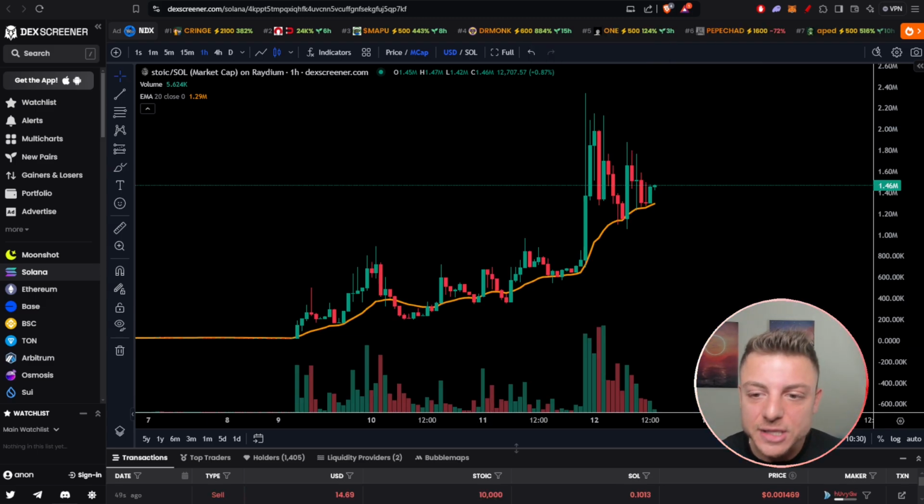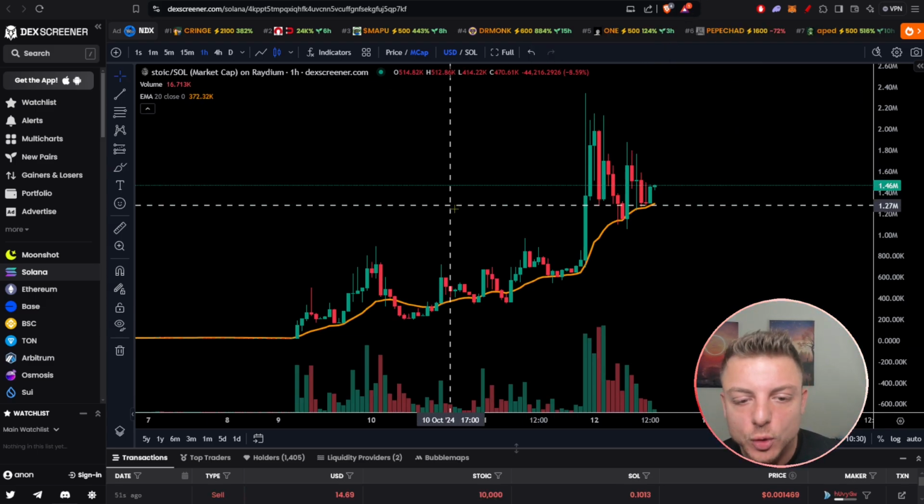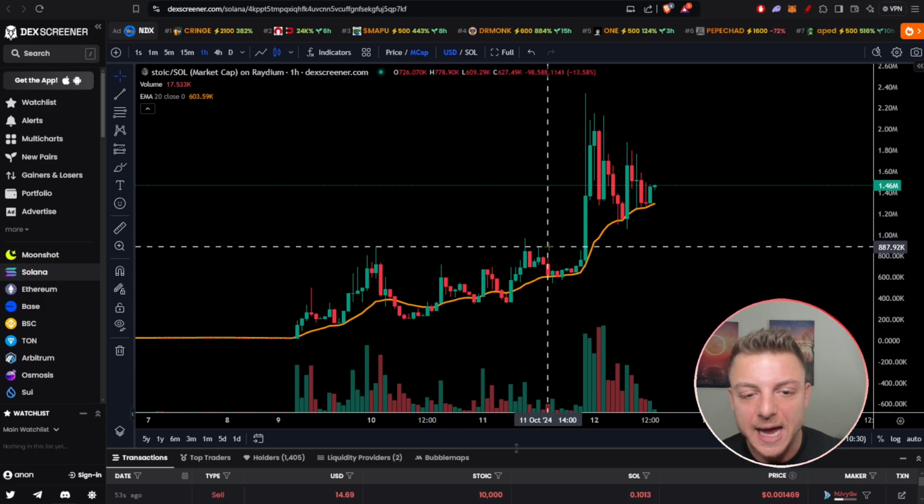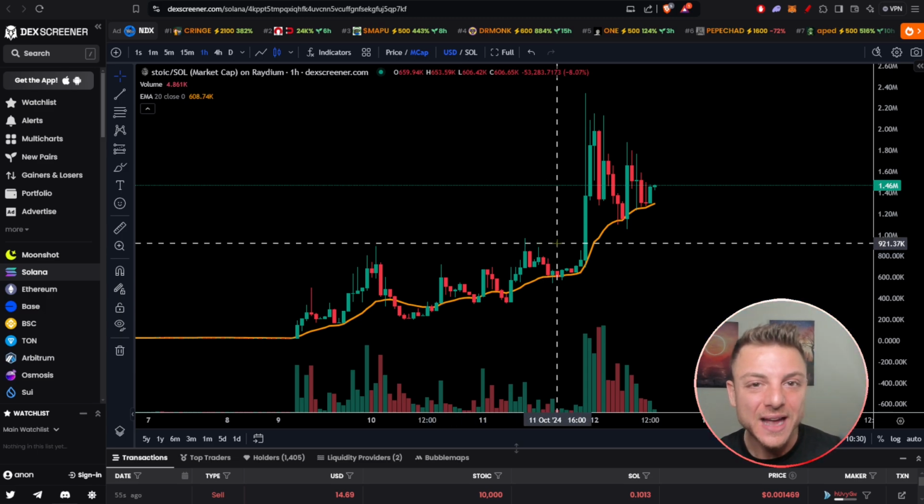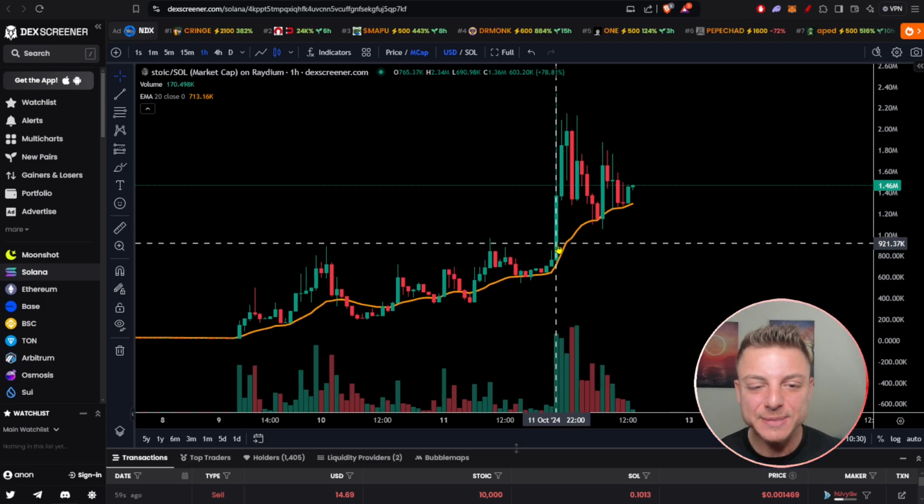It's clear that there's still so much opportunity in this meme coin market, especially when you know exactly what you're doing, when you have a very explicit defined strategy and you spend the time to find some of these top meme coins. I'm actually extremely happy with this one.